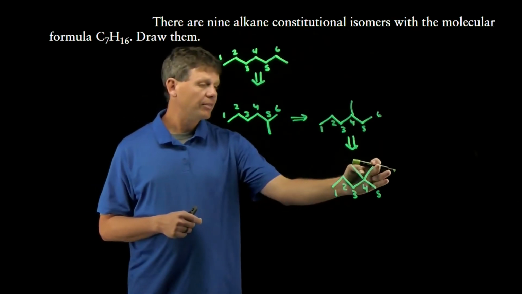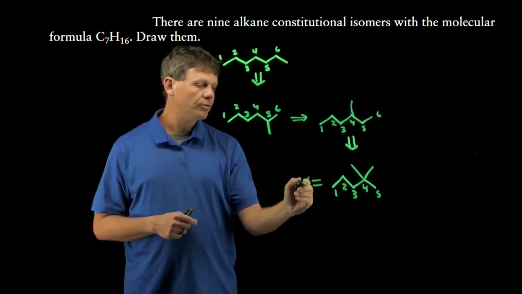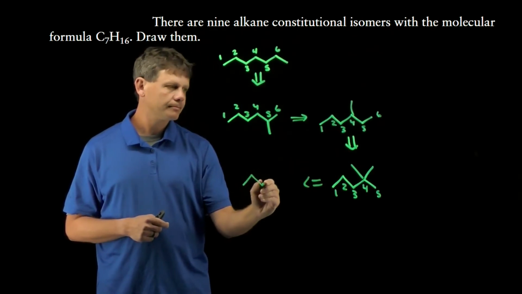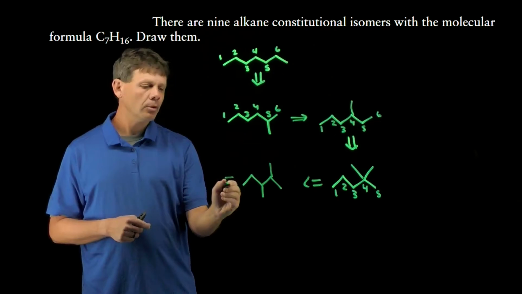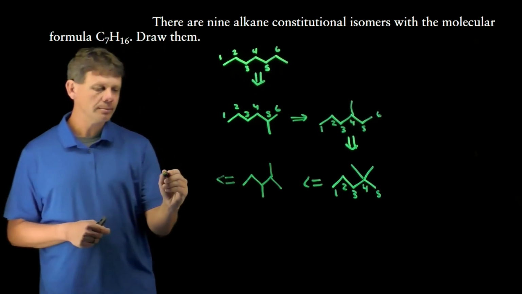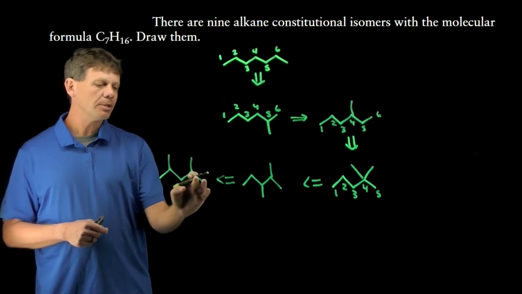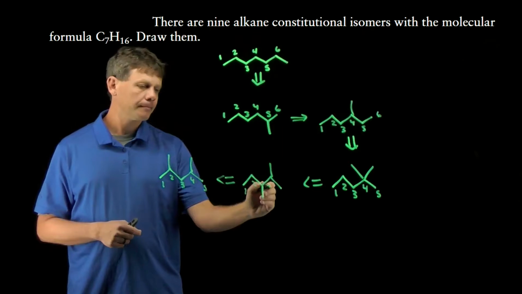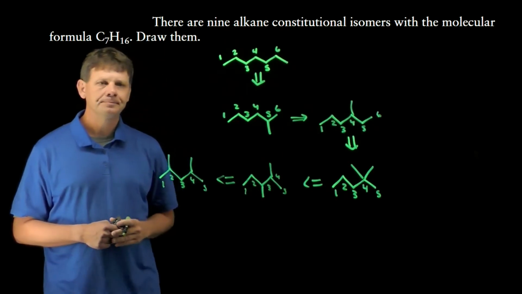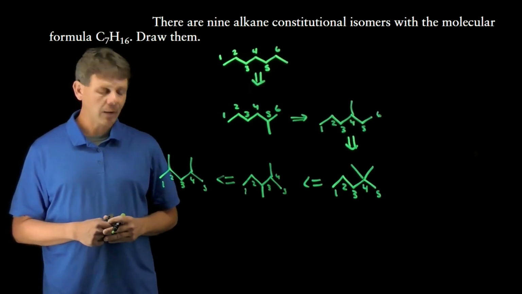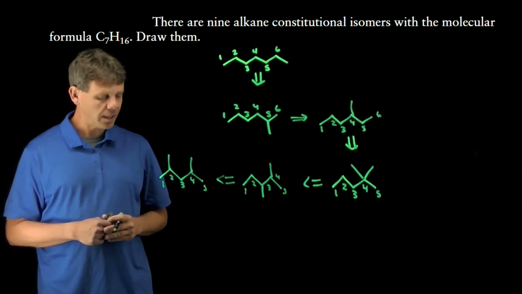We can take the methyl at the 4 and move it over to C3. As well, we can move it to C2. Again, we're keeping this series of 5-carbon chains with 2 methyl groups. And that gives us our 6th constitutional isomer.